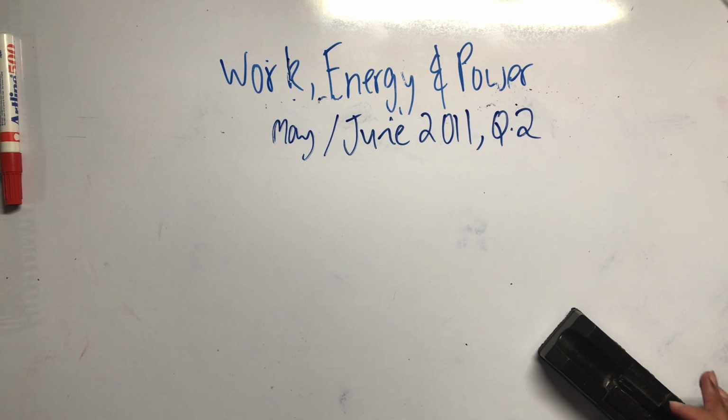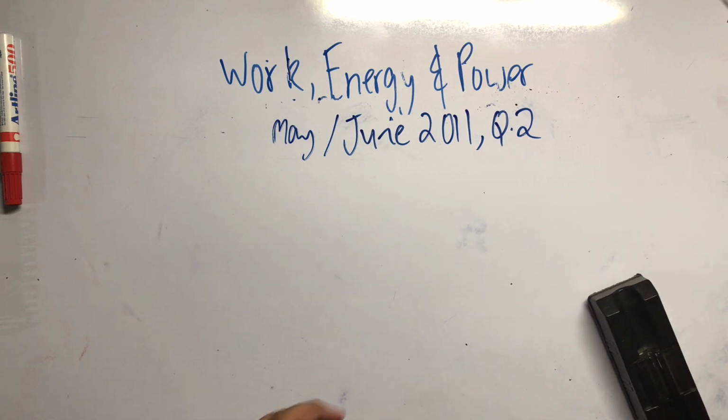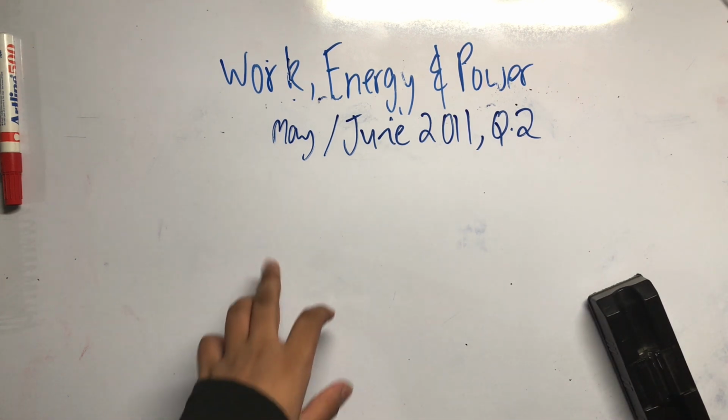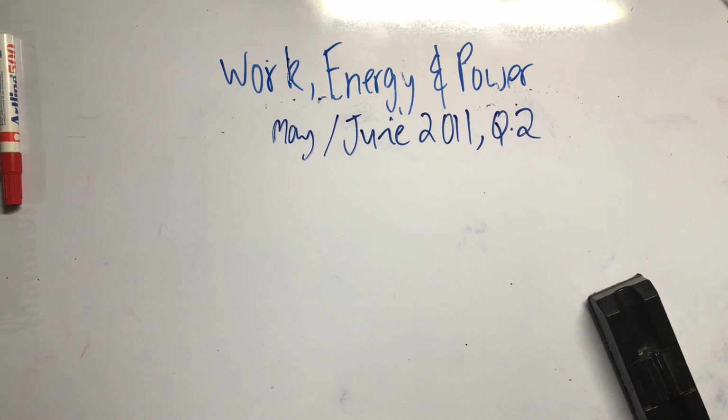Now finally, let's solve a past paper question. This question is taken from the May-June 2011 edition of the second version, first series, and this is question number 2. It has 3 parts. The first part says: explain what is meant by work done. Work is done by a force when the force moves the point on which it is acting in the direction of the force. You can also write the formula.